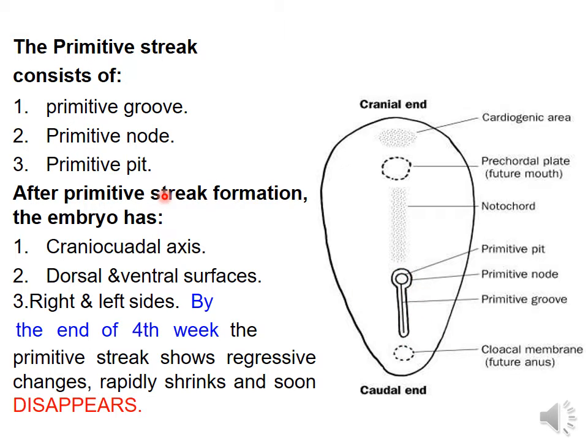After primitive streak formation, the embryo has a craniocaudal axis, dorsal and ventral surfaces, and right and left sides. By the end of the fourth week, the primitive streak shows regressive changes. It rapidly shrinks and later it disappears.